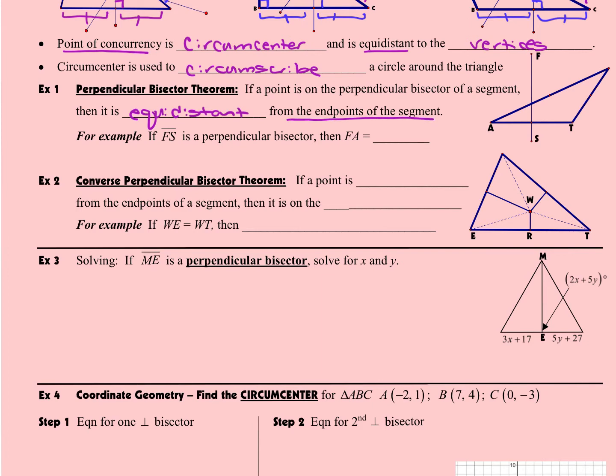So, quick example. In this figure, if FS is a perpendicular bisector, first of all, I know that's a right angle, and these two segments are congruent.